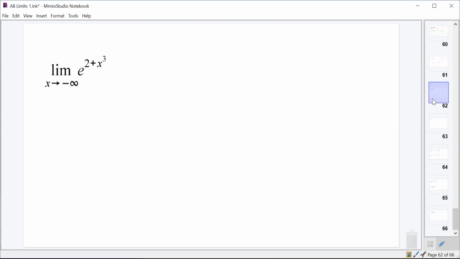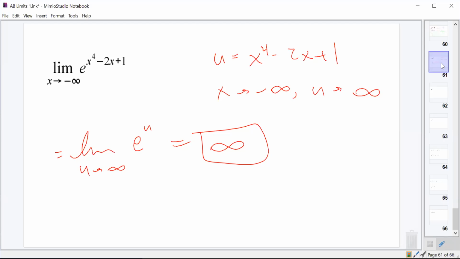For writing this on a quiz, do you want us to say does not exist or just say infinity? Either one would be fine. I'd take either one. I'd probably prefer the infinity though, just so that I can see that you had a general idea of what you were doing. Okay, thank you.